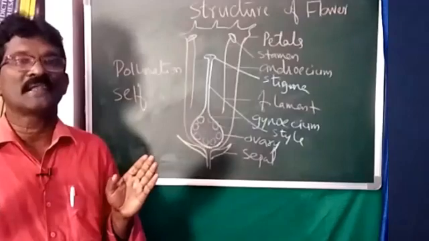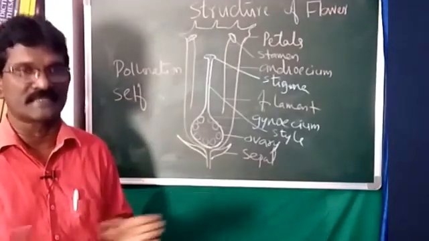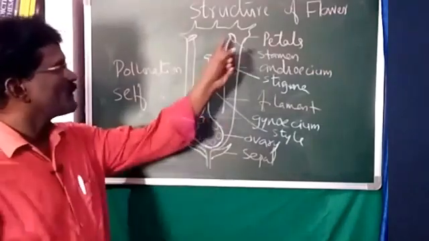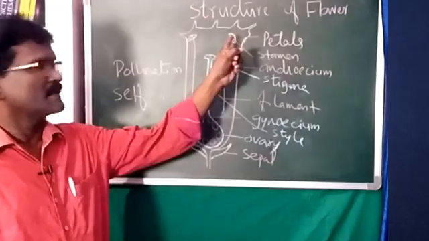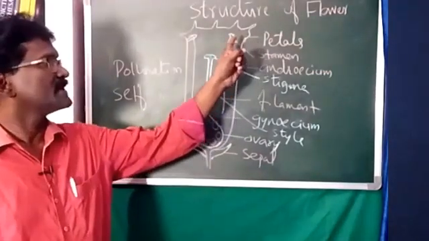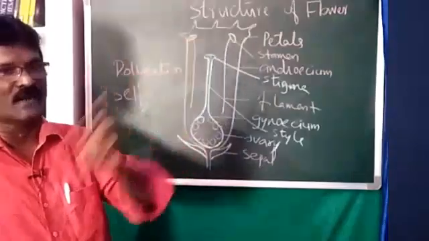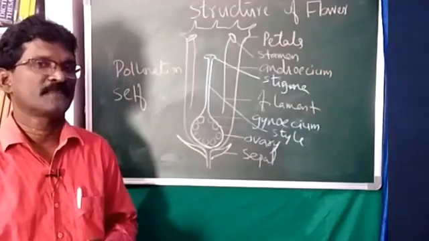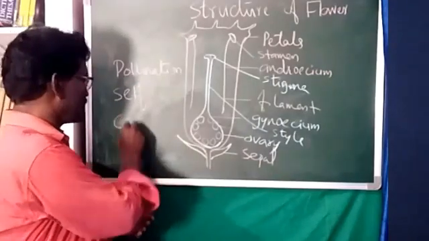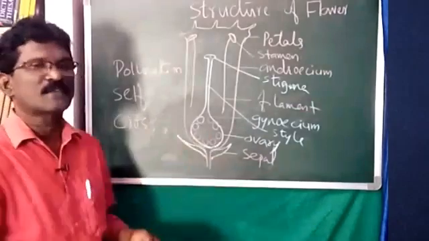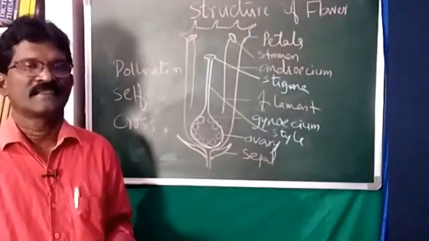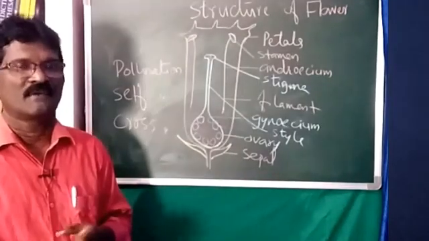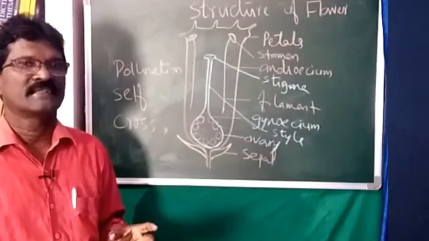And if the pollination takes place between two different flowers of the same species, that means from one flower the pollen grains are carried away by insects or through other means, and if they fall on the stigma of another flower of the same species, then this is called cross-pollination. Okay, so this is all about the basic structure of the flower. I will show you the example once again, the structure of a flower.